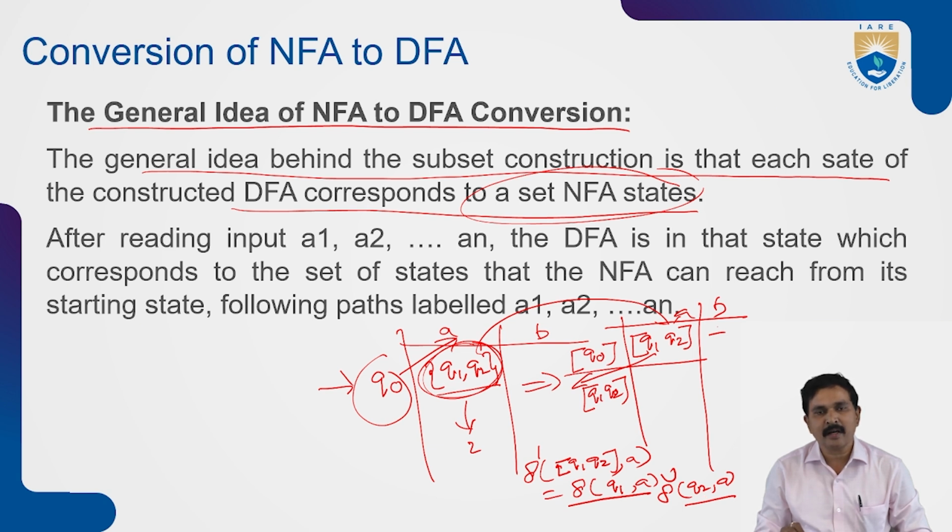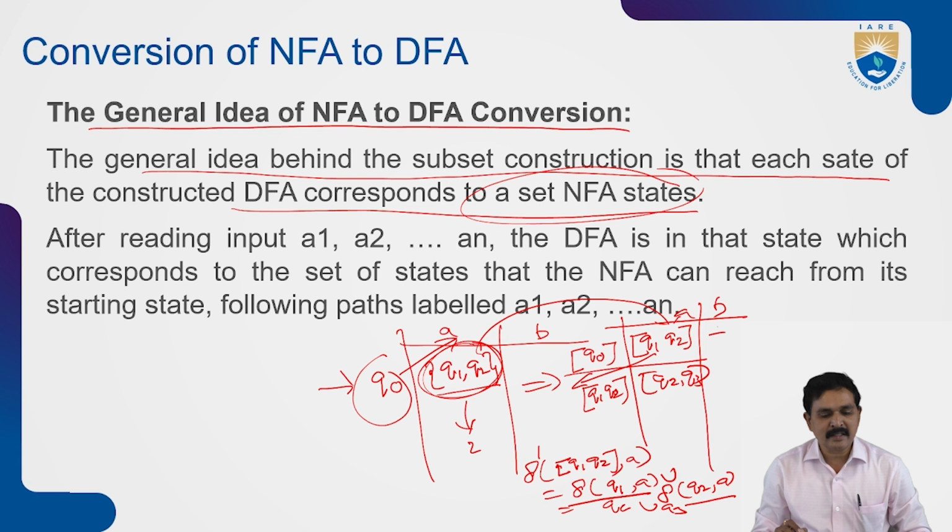In this subset you are getting two different states, Q1 and Q2. You must solve using the transition symbol A individually. Then you make a union of these two results: delta of Q1 comma A union delta of Q2 comma A. Suppose for example the result is Q2 union Q3. So finally you can write Q2 comma Q3. This is a brief idea of subset construction.